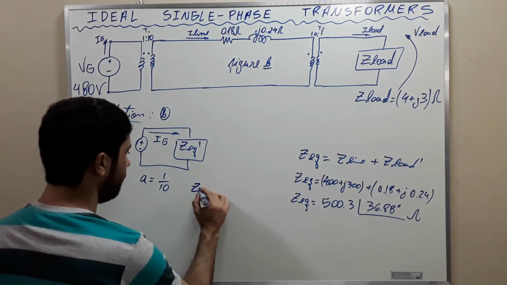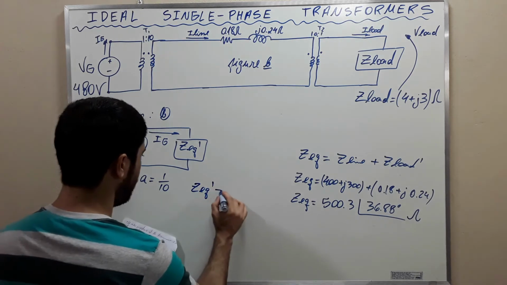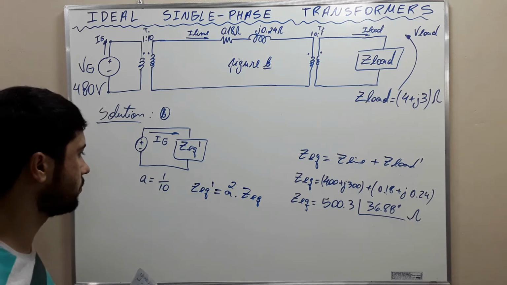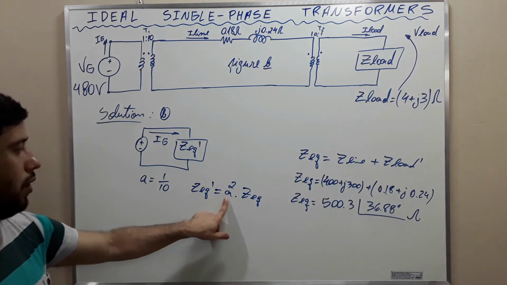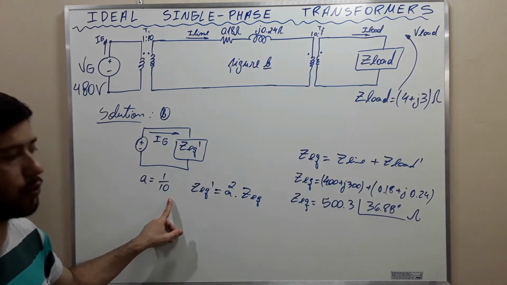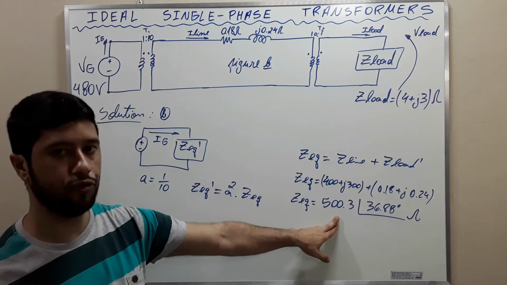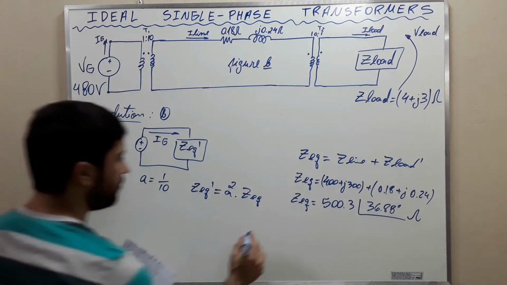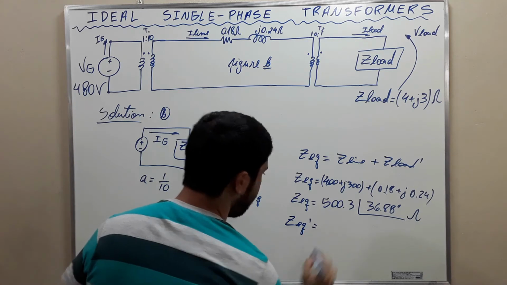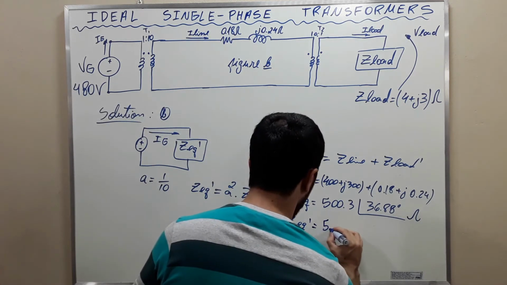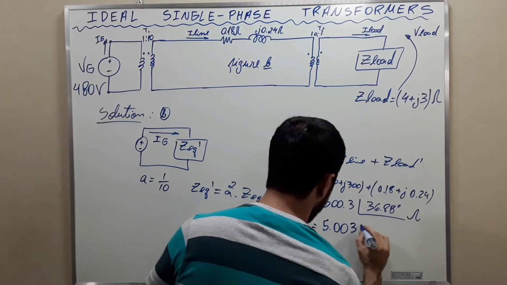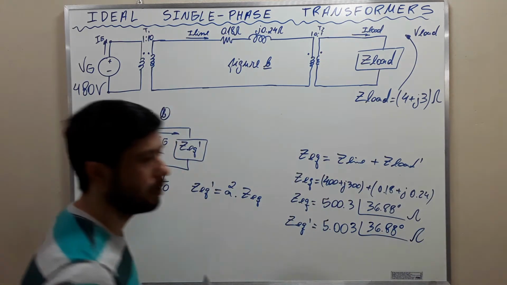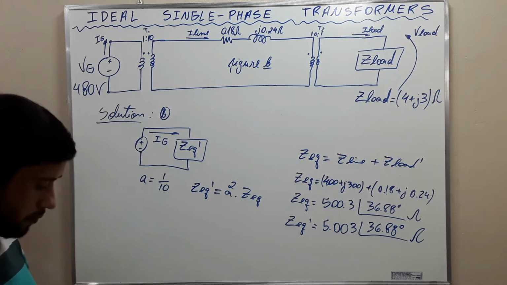Okay, so Z equivalent prime is equal to A squared times Z equivalent. Since A squared is 1 divided by 100, we need to merely divide this number by 100. And then we find that Z equivalent prime is equal to 5.003 in the phase 36.88 degrees ohms. All right.